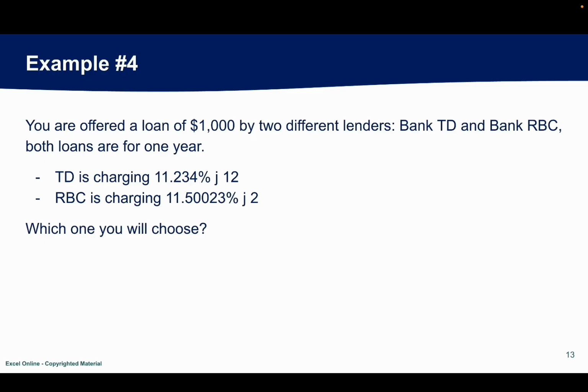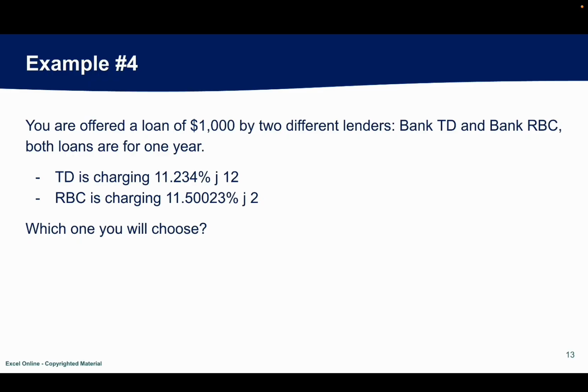Now, example number 4 asks you to compare 2 loans from 2 banks. TD agrees to charge you 11.234% J12, and RBC agrees to charge you 11.50023% J2. So based on these rates, which bank would you choose?